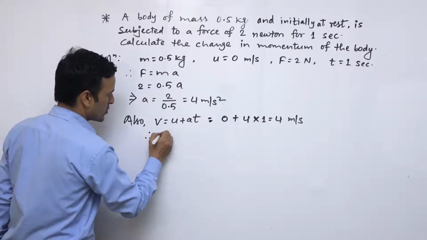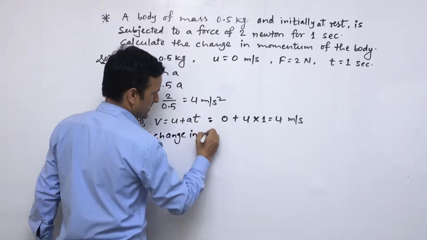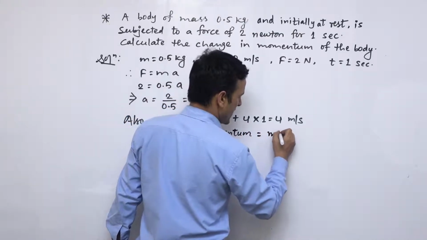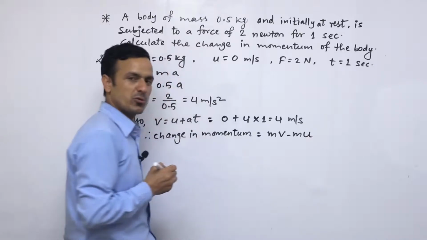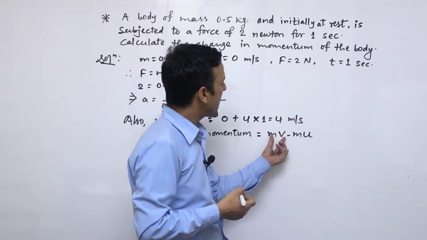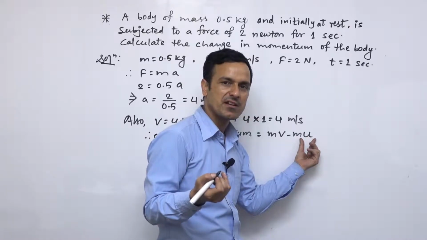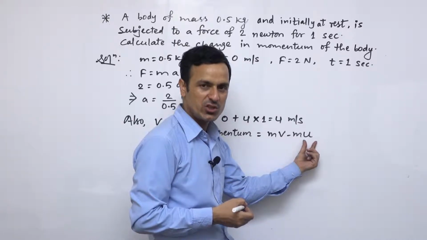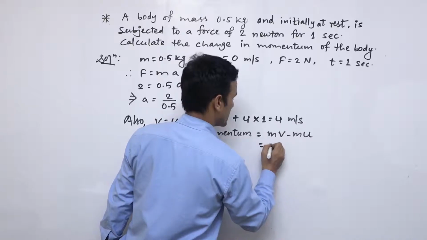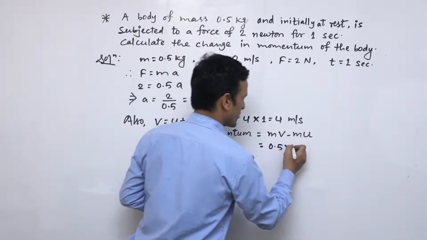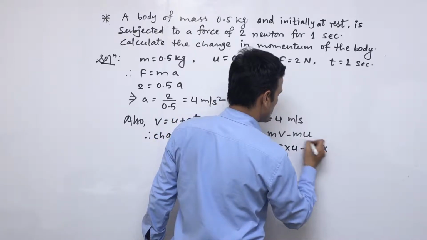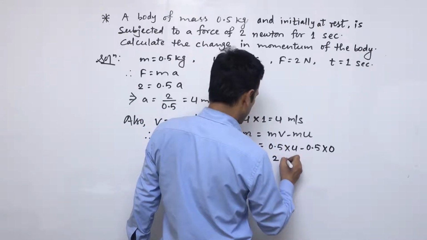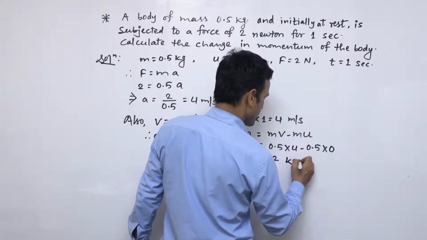Now, therefore, change in momentum is equal to mv minus mu. Change means difference, so we subtract the initial momentum from the final momentum. Momentum is mass into velocity. The final velocity is v, the initial velocity is u. Putting in the values, mass is 0.5 into v which is 4, minus mass 0.5 into initial velocity 0. So it will be 2, and the unit is kg meter per second.